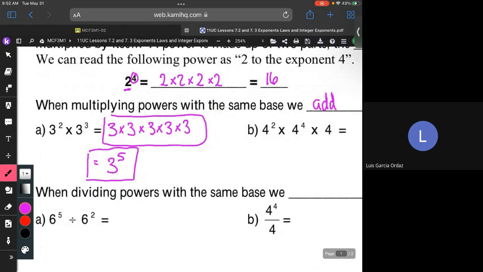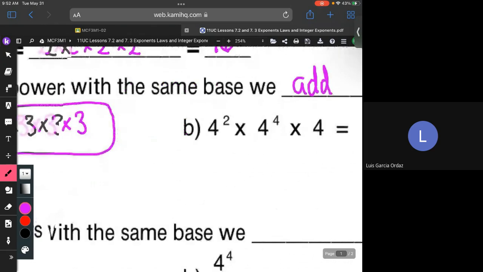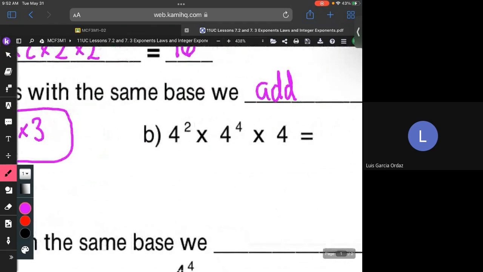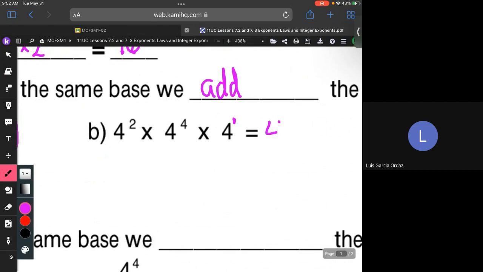So the next one you have is 4 to the power of 2 times 4 to the power of 4 times 4. And whenever we have a number by itself without an exponent, we can always assume that we have an exponent of 1. Abby, what's the answer? 4 to the power of 7.